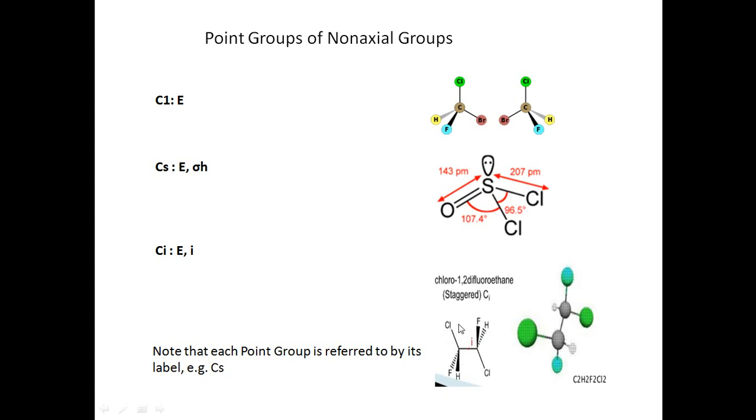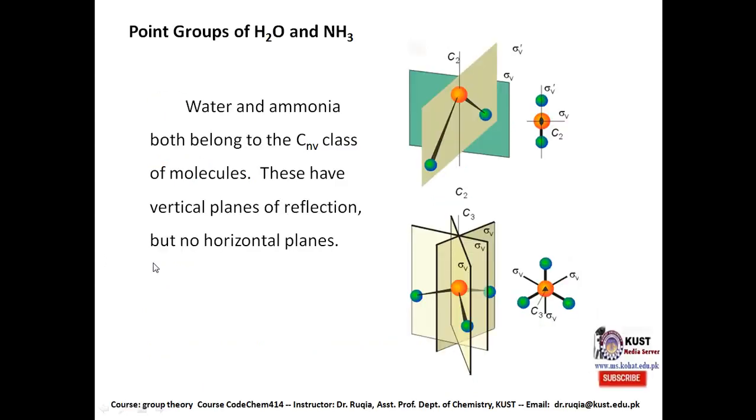In the Ci group, I have taken this example of chlorodifluoroethane. You can easily see that these atoms can exchange their position passing through the center. For example, this chlorine can exchange its position with the other chlorine passing through the center. Also, the fluorine can exchange its position with the other fluorine passing through the center, and the same is the case with the hydrogen. And these two carbons can also exchange their position passing through the center. So it possesses a center of inversion in addition to the identity, and is placed in the class Ci.